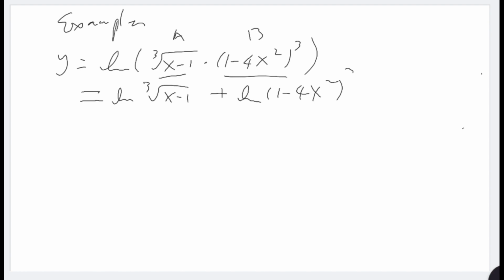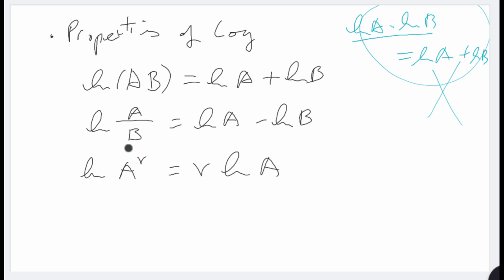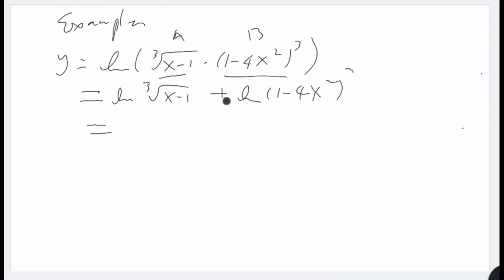As a matter of fact, we can simplify more because the second log clearly is a power. The third power here can be moved to the front because of this property here. The power r can be moved to the front of log, right? So this power can be moved to the front. And the cubic root is a power too. Cubic root basically is a 1/3 power. Cubic root of anything is a 1/3 power.